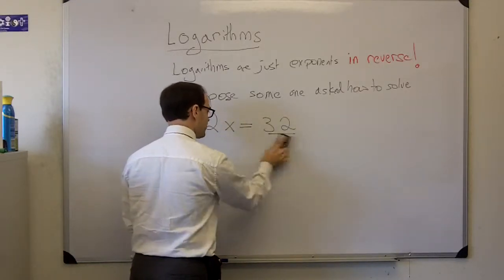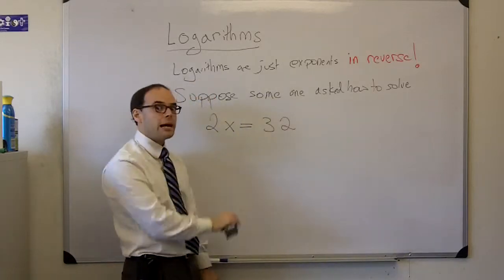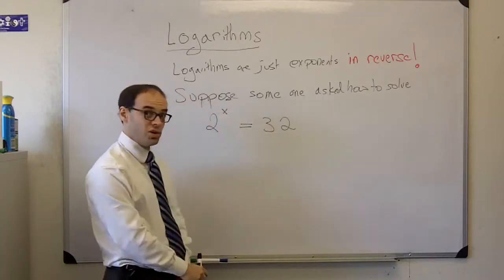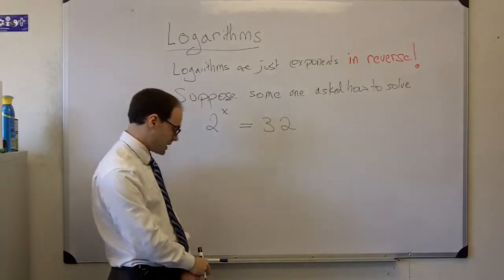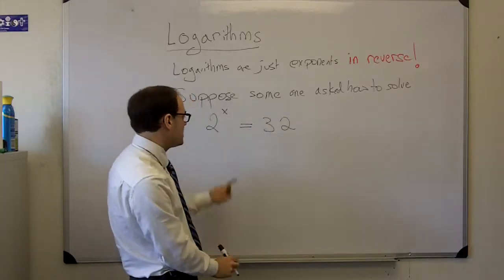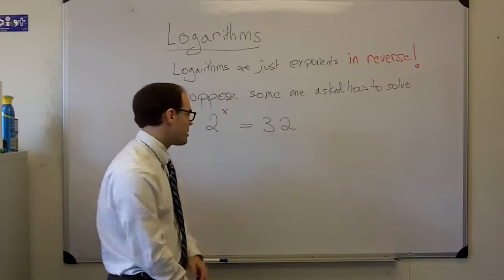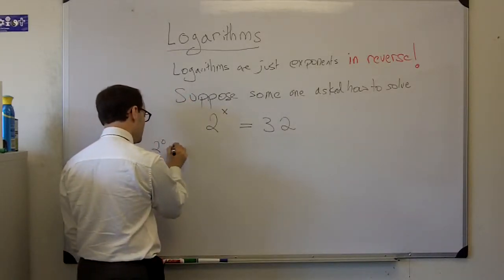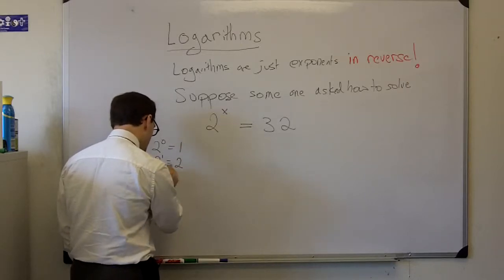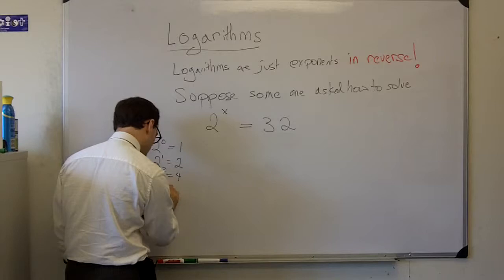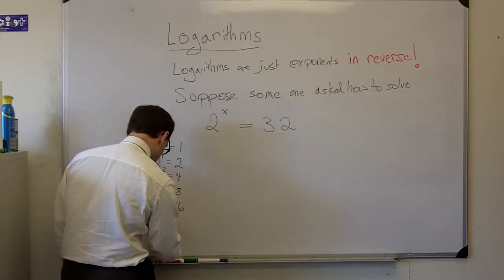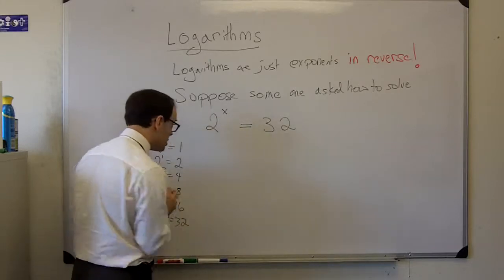But now what if instead of 2 times x equals 32, someone asked, what power of 2, 2 to the x, gives you 32? Now it's not so easy. But let's see here. This is something we can probably do. 2 to the 0, that's 1. 2 to the 1, that's 2. 2 to the 2, that's 4. 2 to the 3, that's 8. 2 to the 4, that's 16. 2 to the 5, that's 32.